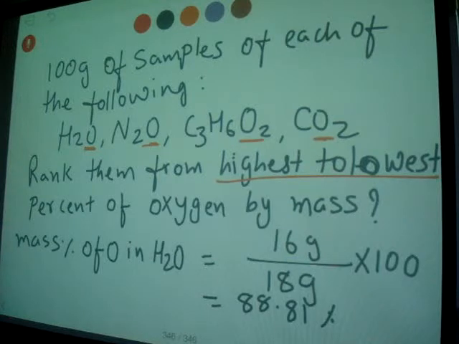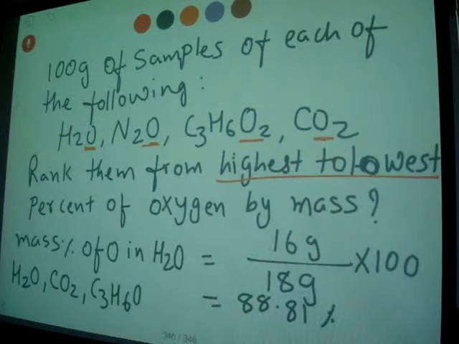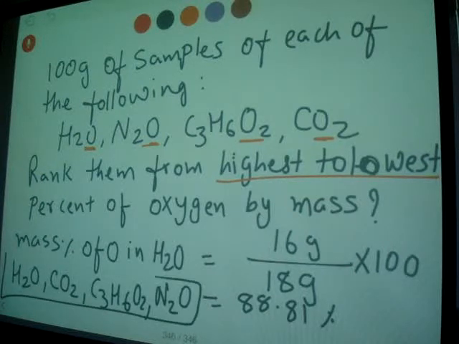Alright, and when we rank them, we get H2O is the highest, CO2 next highest, C3H6O2, and N2O is the lowest. Okay, so I want you guys to calculate for each compound and verify the answer, to check whether we are calculating right.